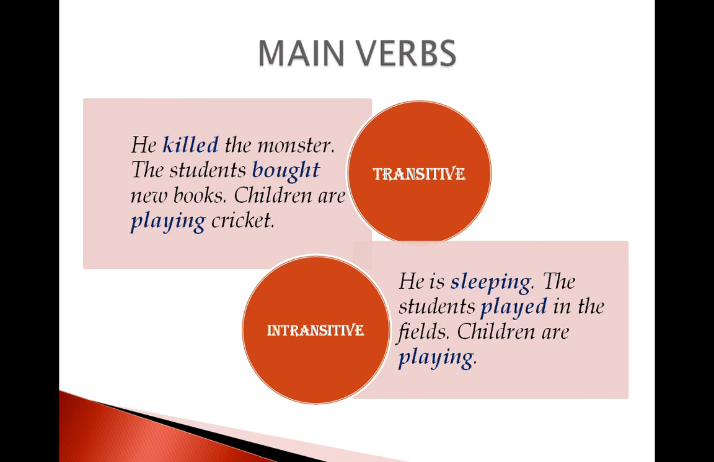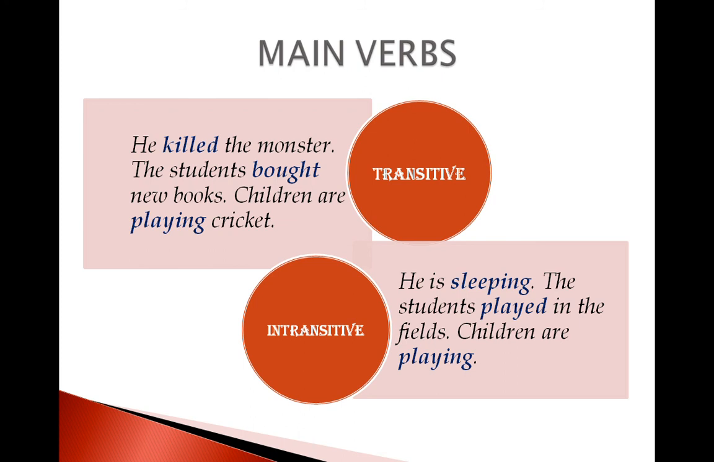Look at the next example also. Children are playing, full stop. It makes complete sense, and it proves that playing in this sentence is an intransitive verb. So let's sum up the discussion. Main verbs can be classified into transitive and intransitive verbs on the basis of the fact whether they have an object or not. The verbs that have an object are transitive verbs, and the ones that don't have an object are intransitive verbs.